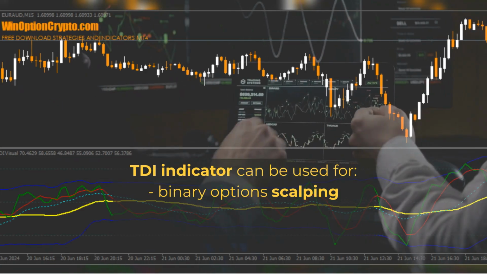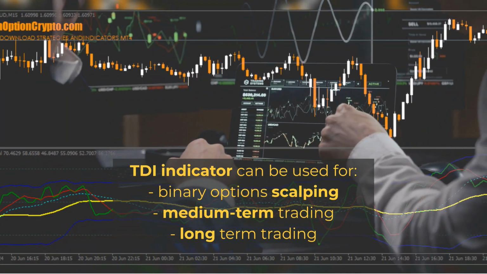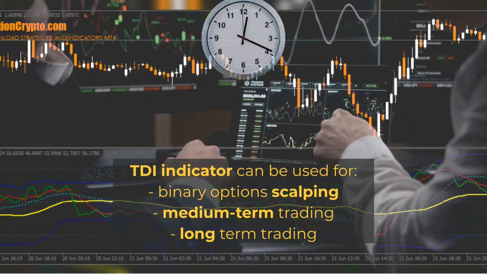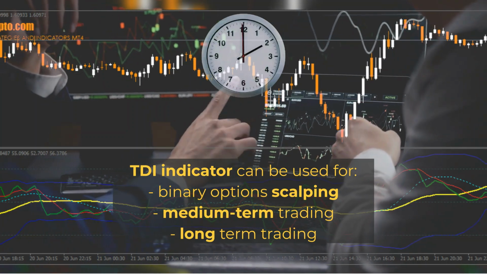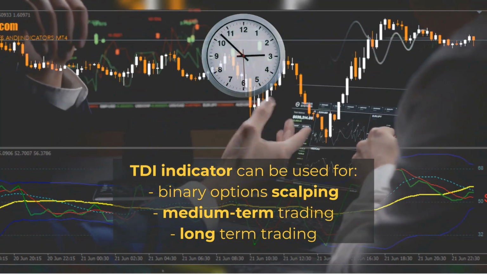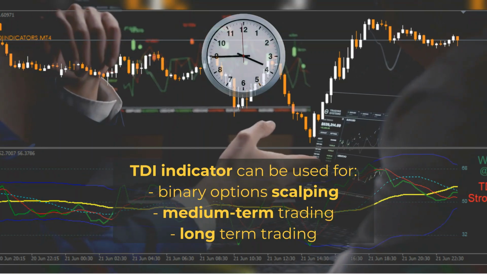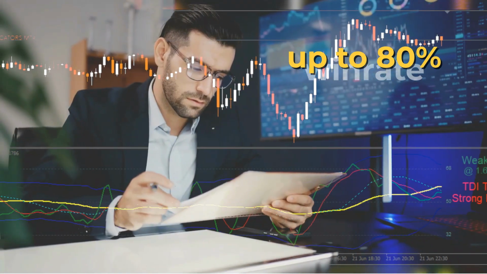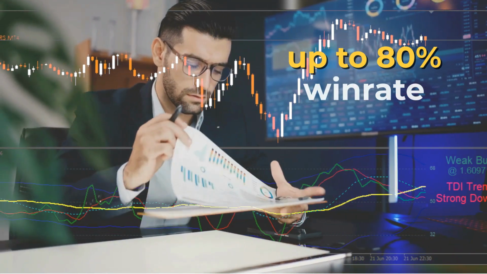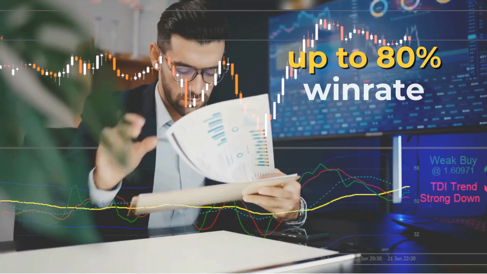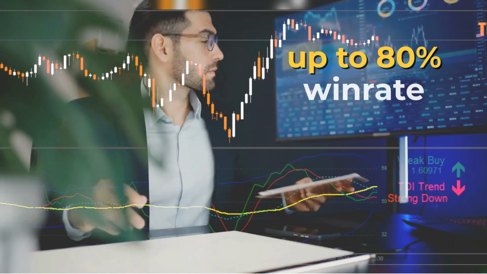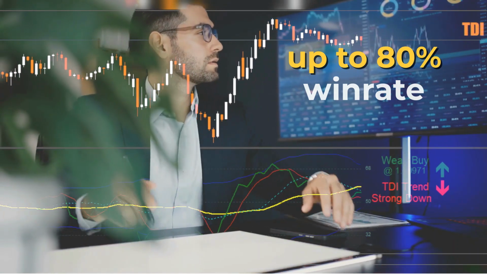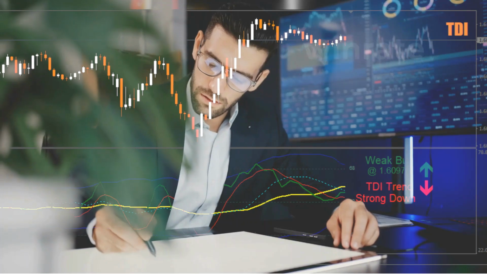As we can see, the TDI indicator can be used in various trading systems, including binary options scalping. Of course, it will appeal to connoisseurs of leisurely trading at a medium-term pace. Obviously, the author of the indicator is right. And with the skills and knowledge of timely detection of trends, as well as the use of additional filters, including volatility filters, this oscillator is undoubtedly capable of bringing up to 80% of profitable transactions.